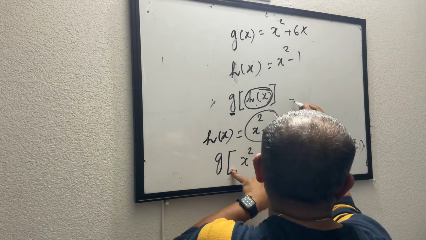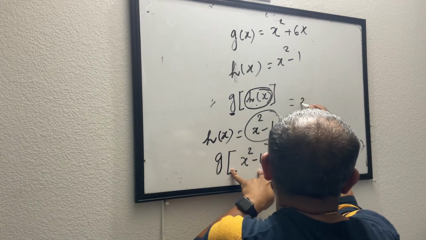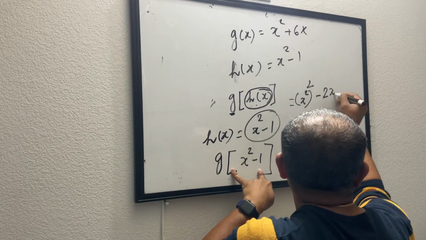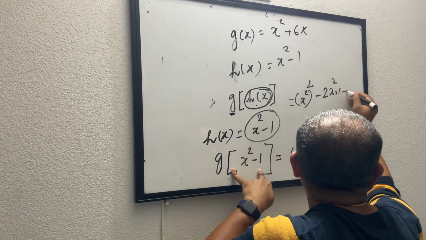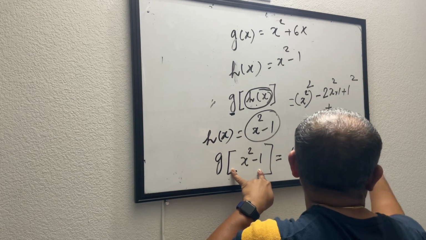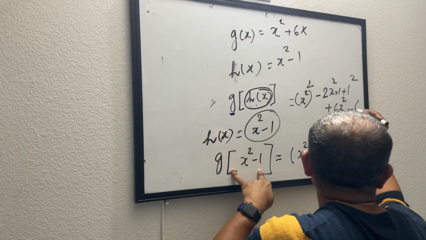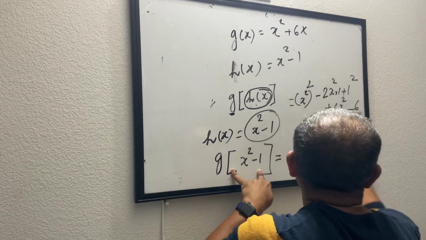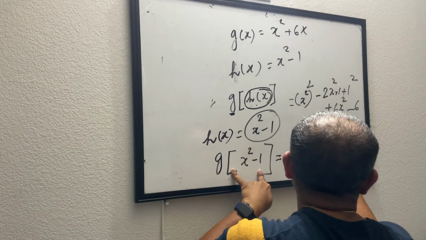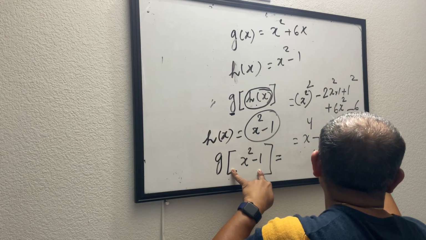Now this whole thing, if you break it open, it's a minus b whole square. So this is a squared, that is x squared, square of this, minus 2ab, so 2 into x squared into 1, plus b squared, which is 1 squared, plus 6 into the whole thing. So 6 into x squared, that is 6x squared, 6 into minus 1, that is minus 6. So this is x squared, that is x to the power 4, minus 2x squared, plus 1, 1 squared is 1, plus 6x squared, minus 6.